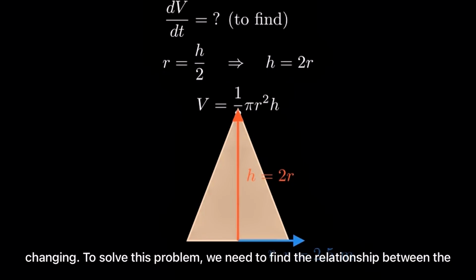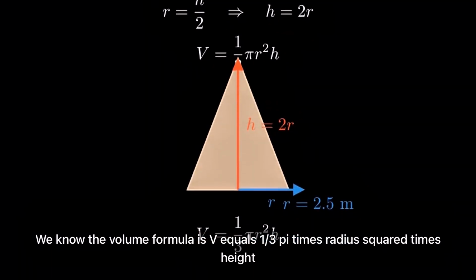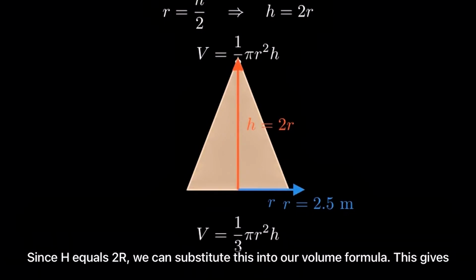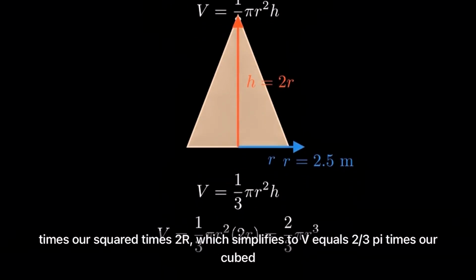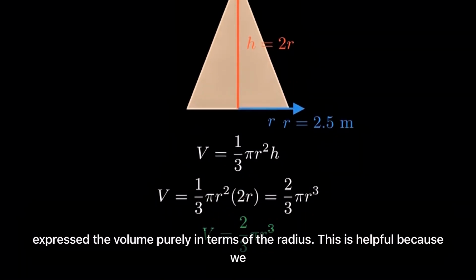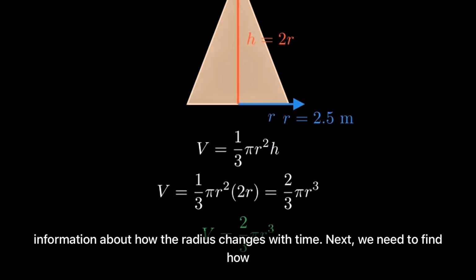To solve this problem, we need to find the relationship between the volume and the radius. We know the volume formula is V equals 1/3 pi times radius squared times height. Since h equals 2r, we can substitute this into our volume formula. This gives us V equals 1/3 pi times r squared times 2r, which simplifies to V equals 2/3 pi r cubed. Now we've expressed the volume purely in terms of the radius. This is helpful because we're given information about how the radius changes with time.